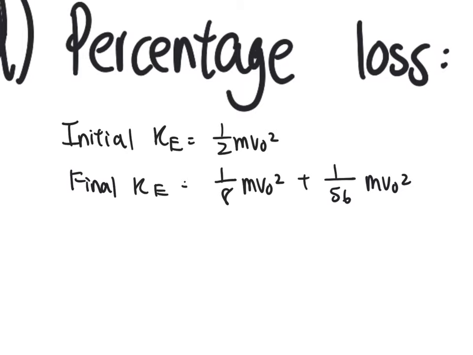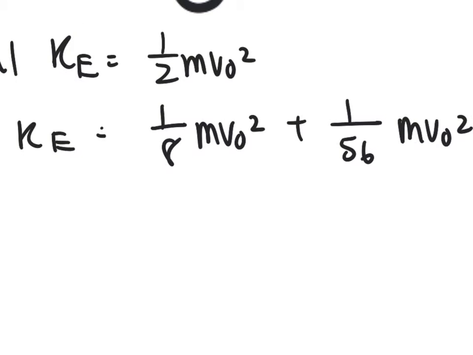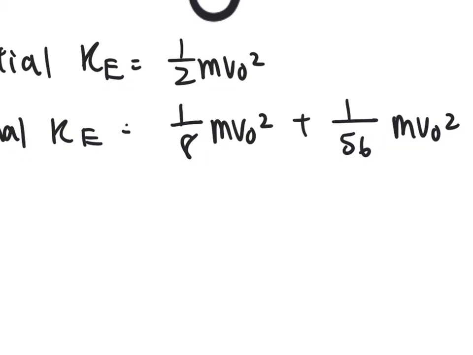So we then add them up together. Since 8 times 7 is 56, we know that this is going to be 7 over 56. 7 over 56 plus 1, which is 8. Let's simplify that quicker: mv naught squared, which then equals 1 over 7 mv naught squared. Okay, that's the final energy.